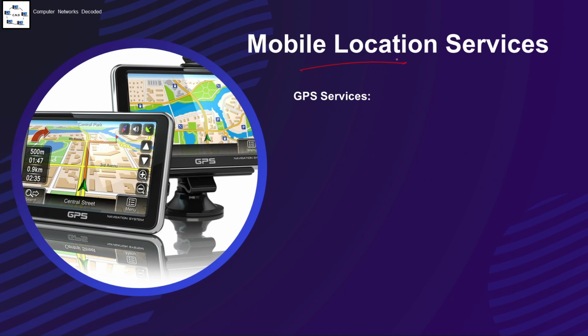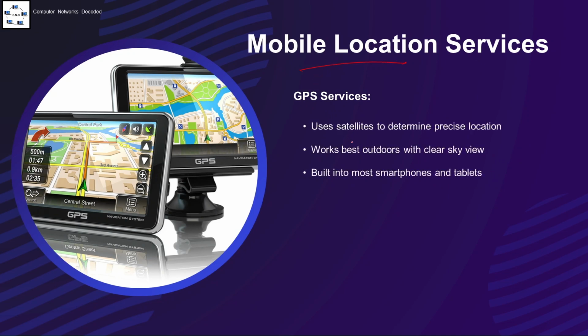Another mobile device location service is the GPS. GPS basically uses satellites to determine the precise location of the mobile device. Since it uses satellites, it works best in clear sky and outdoors, and it is built into most modern smartphones and tablets.